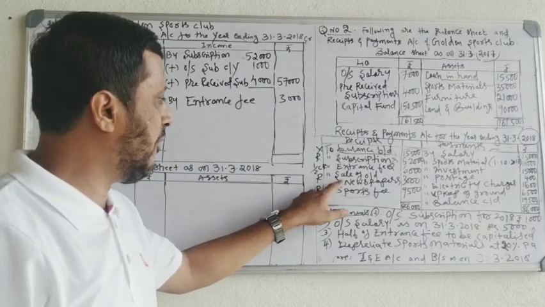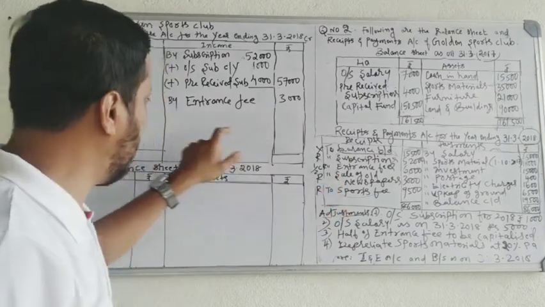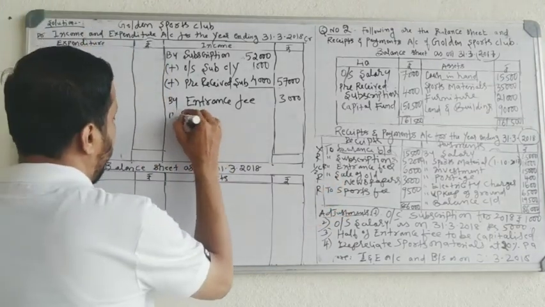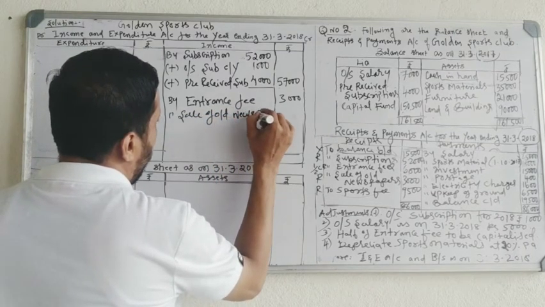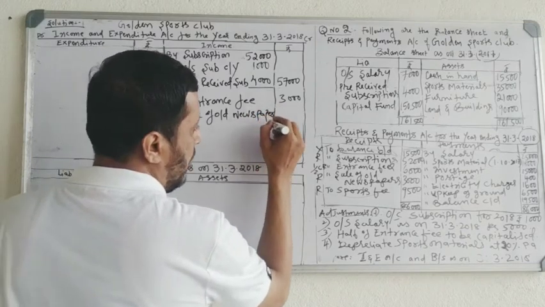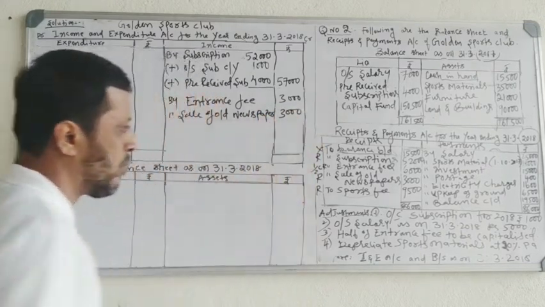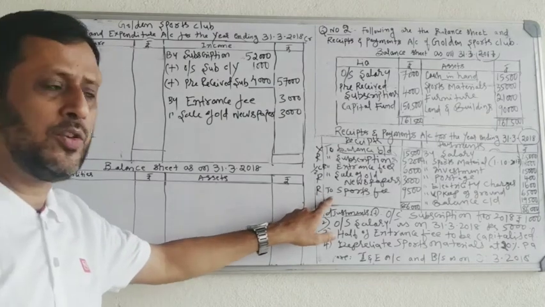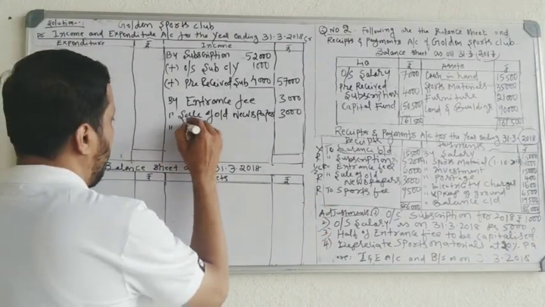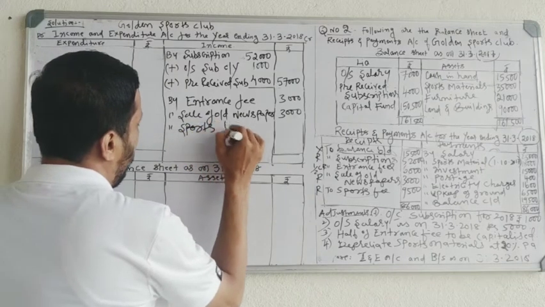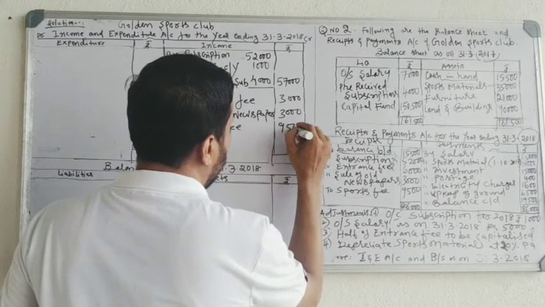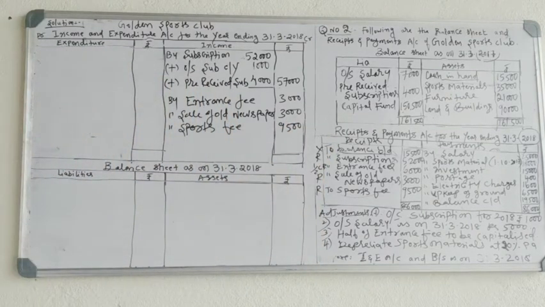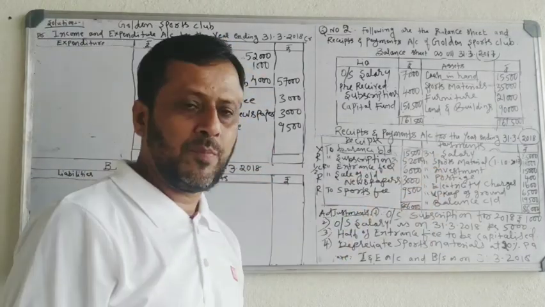Next, sale of old newspaper. It is a revenue receipt, record on the income side. Sale of old newspaper, amount is 3,000. Next, sports fee. Sports fee is a revenue receipt, record on the credit side. Sports fee is 9,500. Okay. Now we'll go to the payment side. Incomes were completed. We'll go to the payment side.